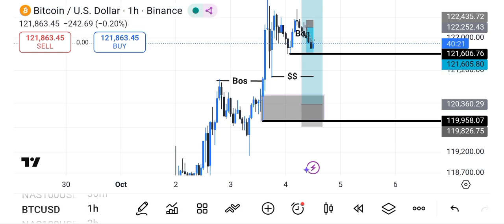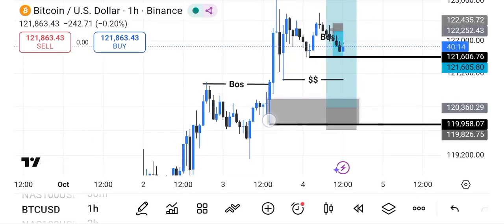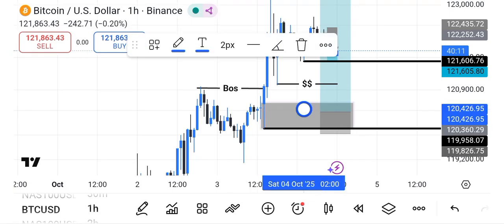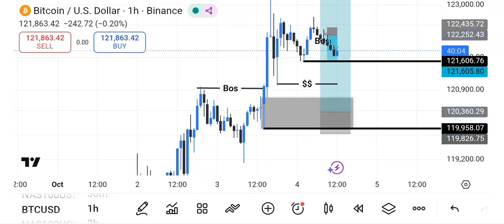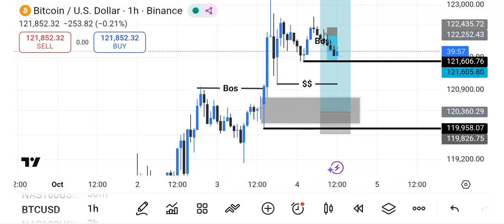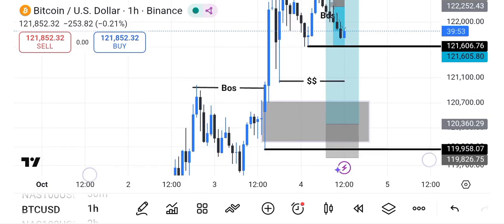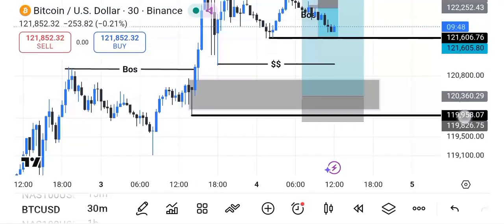On the 1 hour time frame, there's a break of structure here, and this is the origin. This is another block, where I mapped the other block. This zone is the other block, right? And I map out my other block here. Then I go down to the lower time frame, which is 30 minutes, to review.